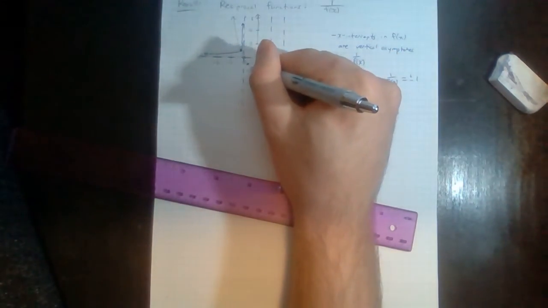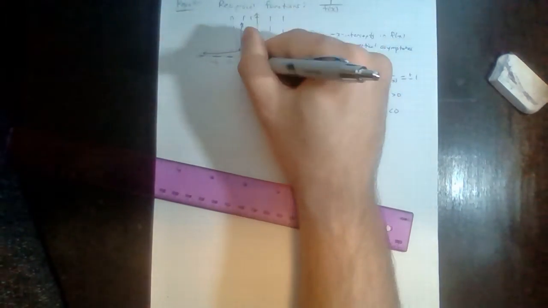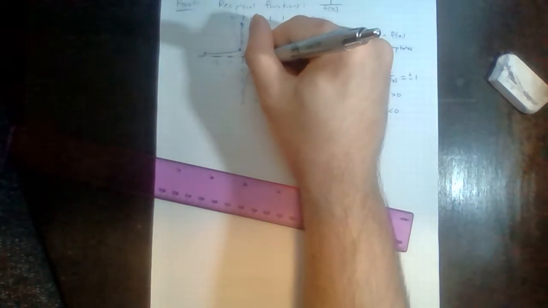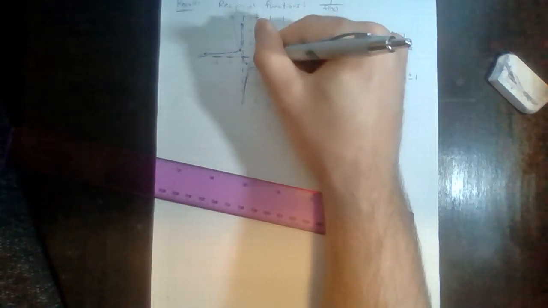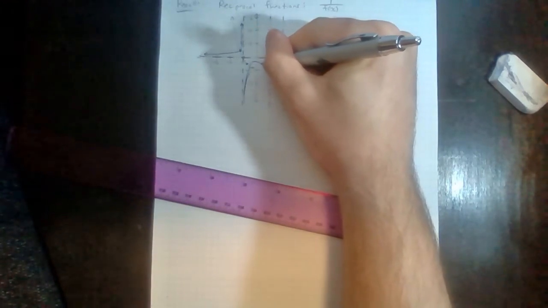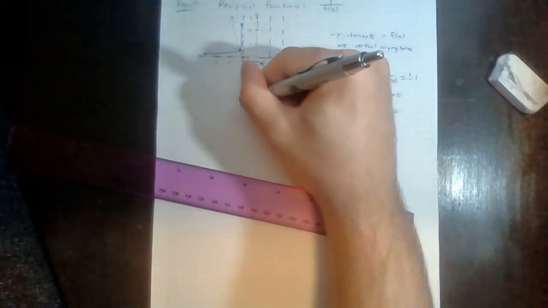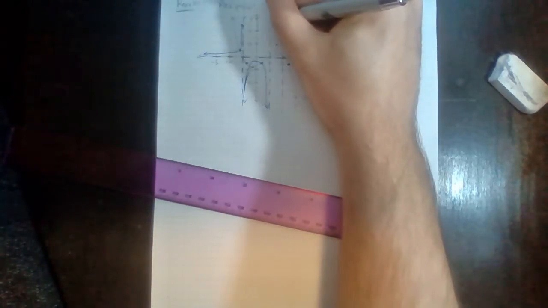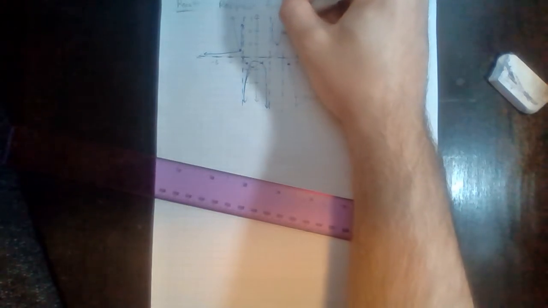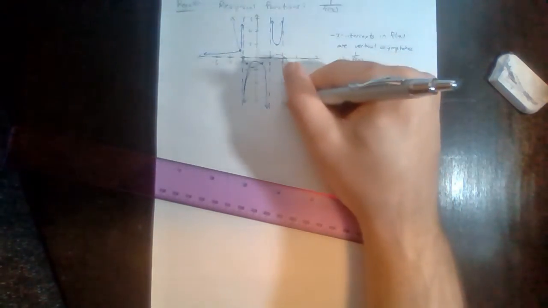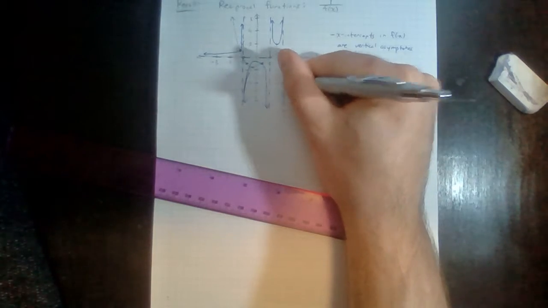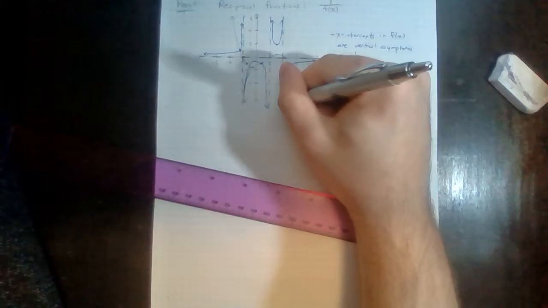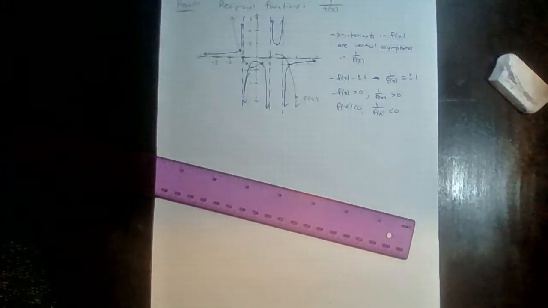This point here, 1.5, the reciprocal, 1 over 1.5, we're going to be at about 2 over 3. This is at a half, so the reciprocal is going to end up at 2. And we get a shape that looks like this.